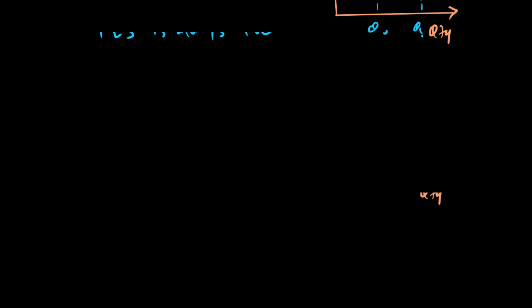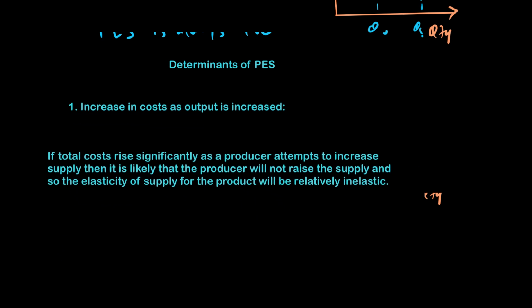Now let's look at the factors that affect elasticity of supply. So what are the factors that determine price elasticity of supply? Well, the first factor is how the cost is going to increase when the output is increased. In other words, the increase in cost when output is increased. If total costs rise significantly as a producer attempts to increase supply, then it is very likely that a producer may be reluctant to or may not be able to raise the supply, making the good inelastic. In short, the cost increases matter for a producer because his profitability may depend on that.